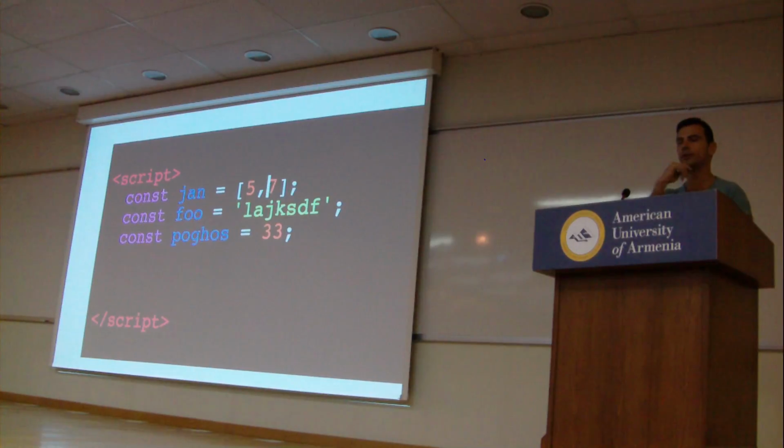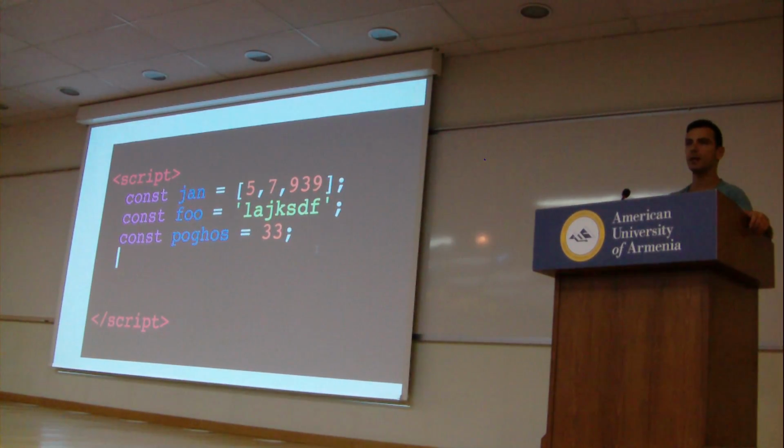No. Oh, no. We'll talk about lengths later. The length of this array is 2, by the way. Okay. Later. And then if I want another value, I can put one like that. There you go. So now I have an array with a 5, a 7, and a 939. Yes?